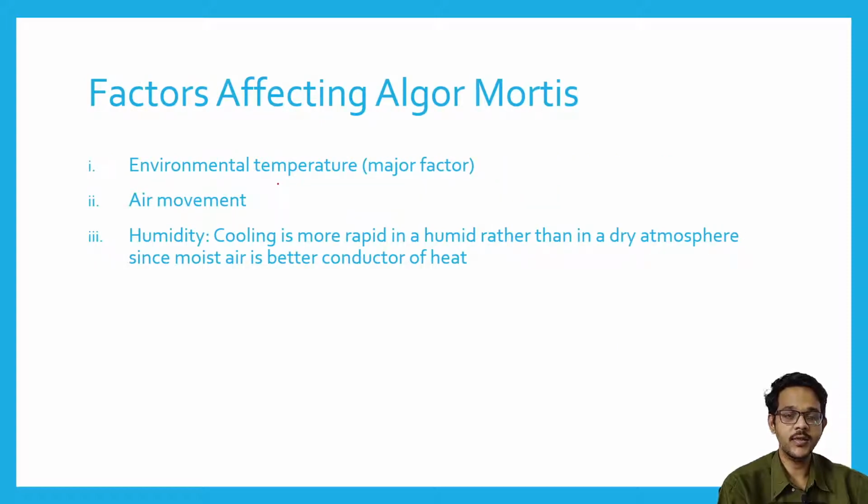Different factors affect algor mortis. First are environmental factors, which are a major factor. If the environmental temperature is hot, the temperature will fall slowly. If it is lower, the fall will be faster. Air movement: if there is more air movement, the air will carry the heat and the body will cool rapidly. Humidity: cooling is more rapid in humid than in dry atmosphere since moist air is a better conductor of heat.